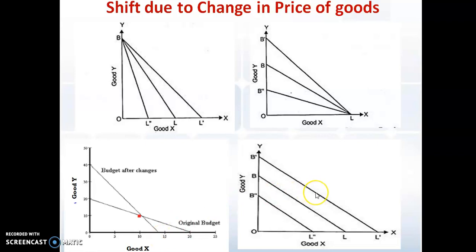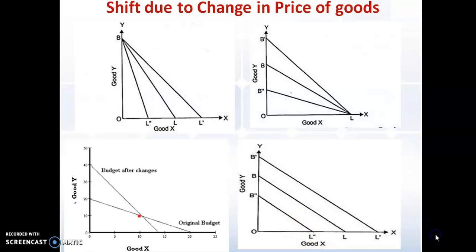Coming to this one, this is our original budget line. Both goods' prices are going to decrease. Then what is going to happen? The affordability of the consumer is going to increase because both goods' prices are decreasing, and this will be your new budget line. If both goods' prices increase, affordability is going to come down. So this will be the new budget line in this case.